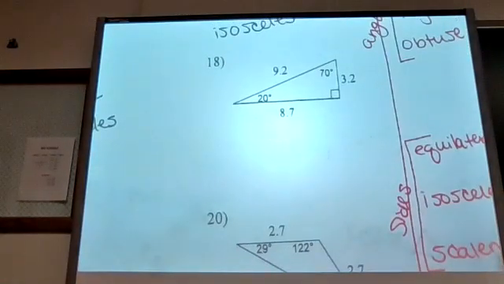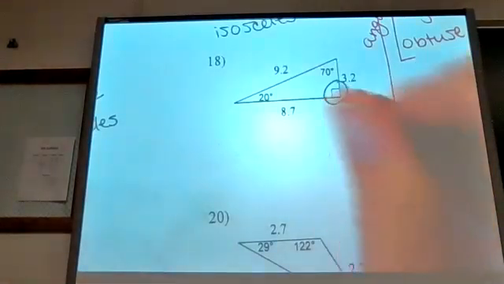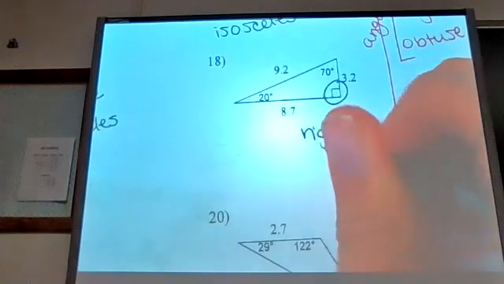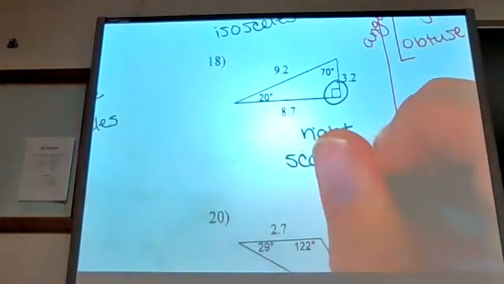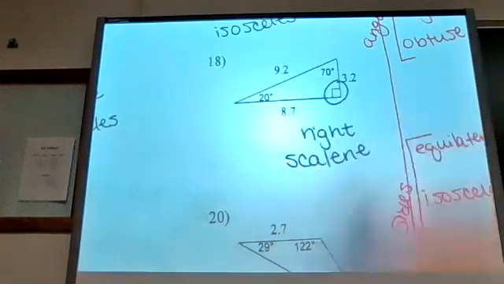On 18, what do I have for angle description? Right, that's a right triangle. I have this one right angle, so it's a right. And sides? Scalene. All three sides are different lengths there, right? Scalene.